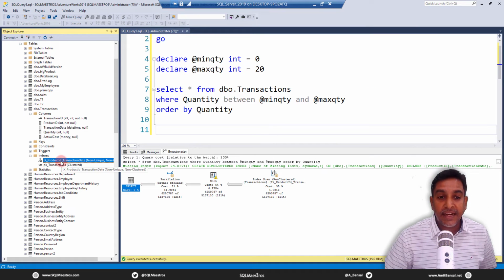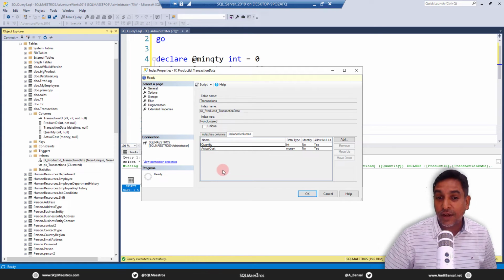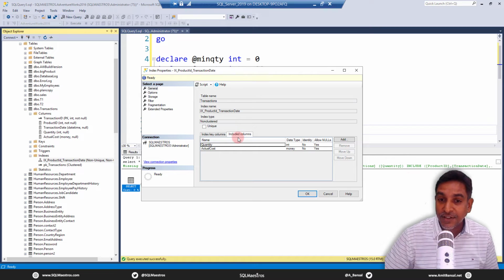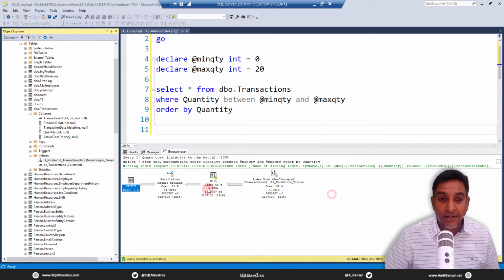Now looking at the number of columns in this table, and looking at this index. This index is an interesting index because it actually covers the entire table. It has all the attributes that the table has, because you have two key columns, product ID and transaction date. If you look into the included columns, you have quantity and actual cost, which makes it 4 columns, and transaction ID is the primary key. Let me just look into the primary key. Okay, this is my clustered index.